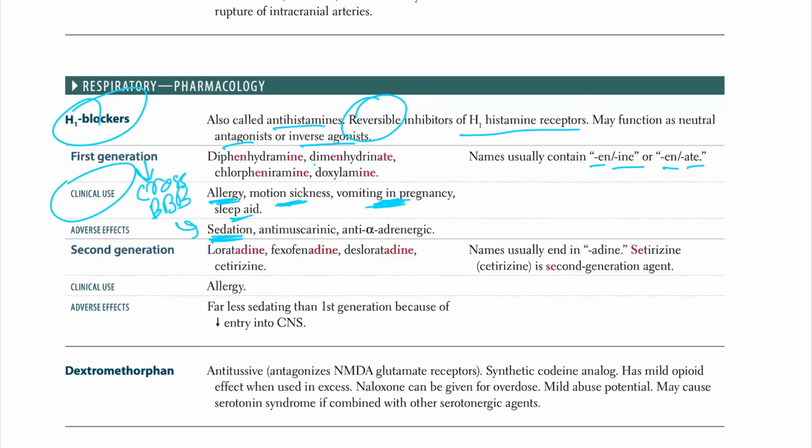So first generation are like the old generation, and they cause sedation. But the second generation has decreased CNS entry, so it's less sedating. Those second generations are loratadine, fexofenadine, desloratadine, and cetirizine. Usually the names end in -adine, and cetirizine is a second generation agent, high yield.